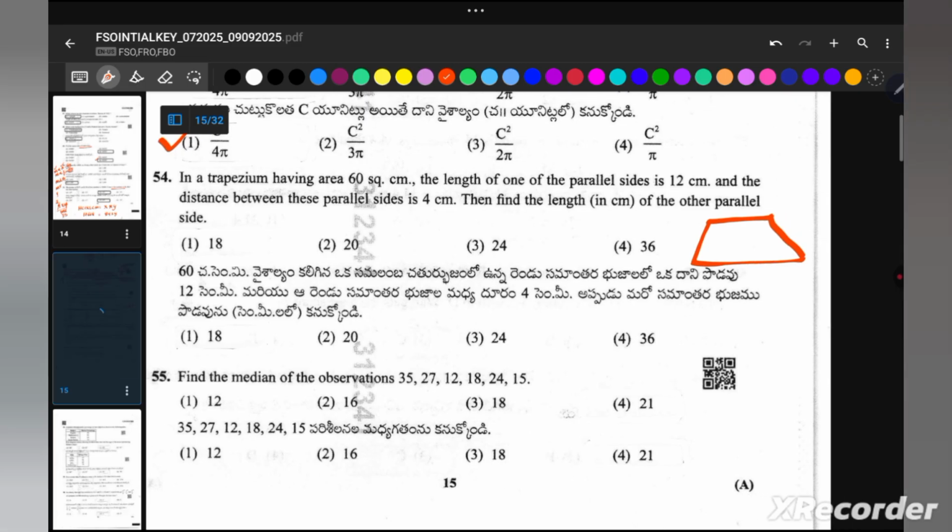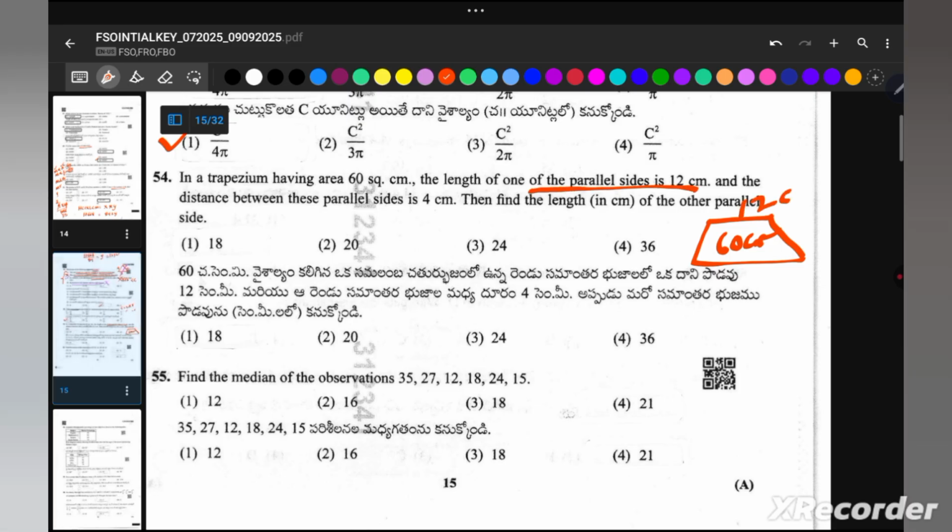Okay, they're saying that the area is 60 square centimeters and one of the parallel sides is 12 centimeters. Let us take that. And the distance between the two parallel sides is 4 centimeters. So they're asking us to find out the other side.